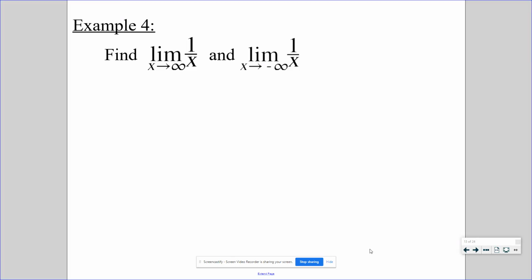Okay, so next we're going to establish a pretty important rule. This is called the stick of gum rule. It just sounds very strange, but stay with me for a second. Okay, so here's the function. The function is 1 over x.